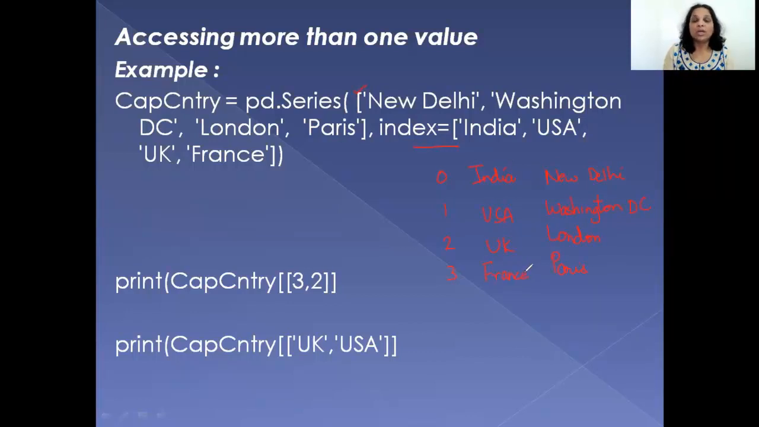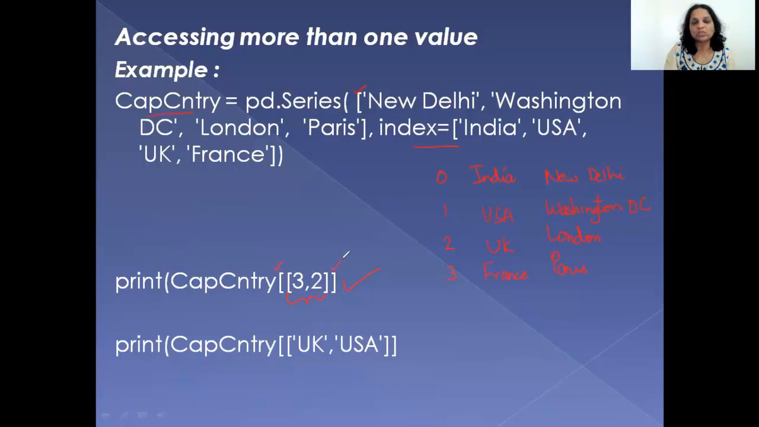Fine. Now, if I want to access one individual element, we already saw that in the previous slide. What if I want to access more than one element? Look at this example. It says print capcntry, which is the name of the series, in square brackets, another square bracket. I told you, you have to give the list of positional values. So this is the list of positional values. And for accessing, you need the outer square bracket.